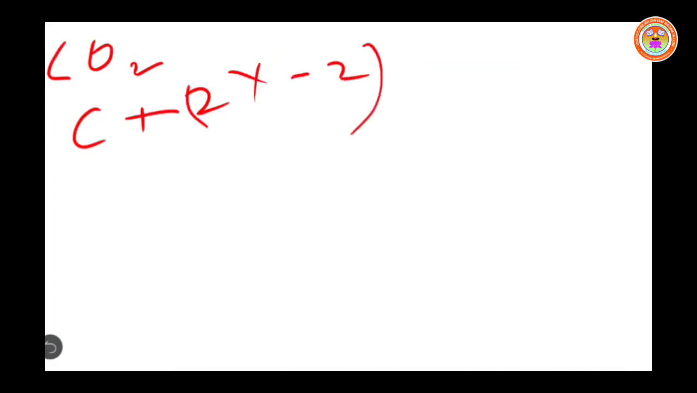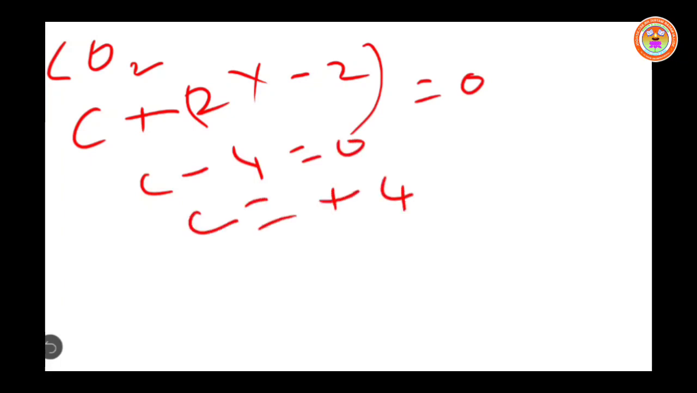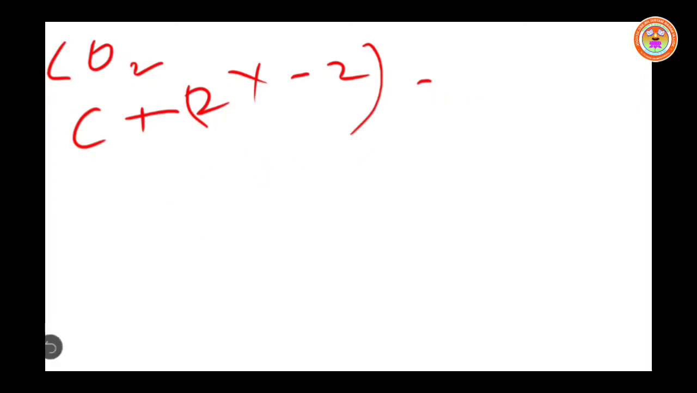Carbon dioxide, the formula is CO2. We are calculating for carbon, so write C plus, there are 2 oxygen atoms, the oxidation number of oxygen is minus 2 we know, so 2 into minus 2, which is equal to 0. Therefore C plus 2 into minus 2, 2 twos are 4, C minus 4 equals 0, therefore C is equal to plus 4. So the oxidation state of carbon in carbon dioxide is plus 4.